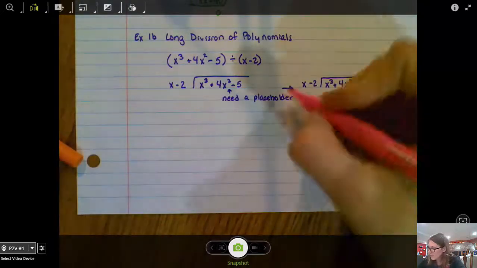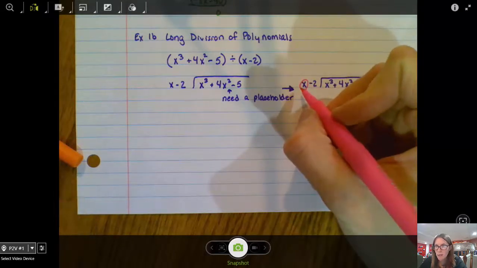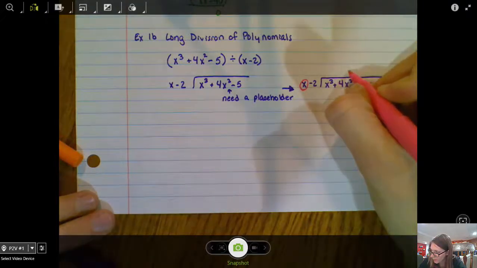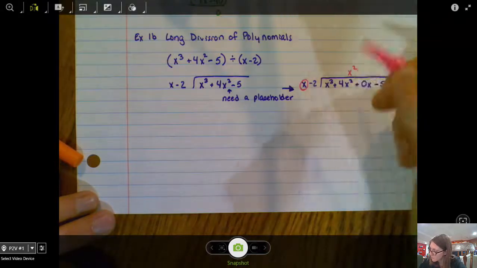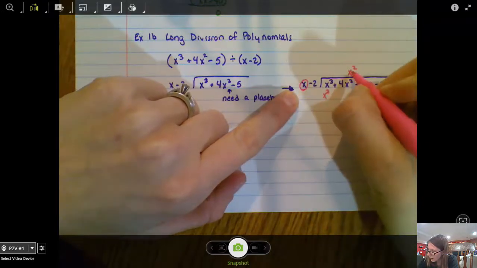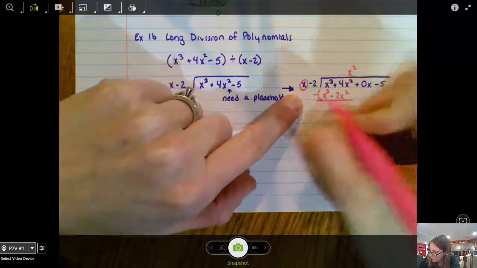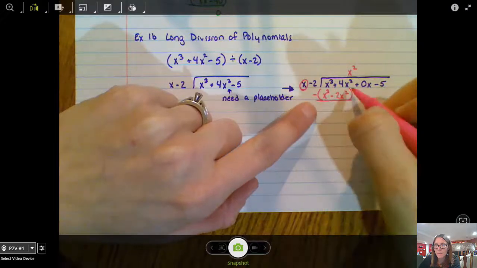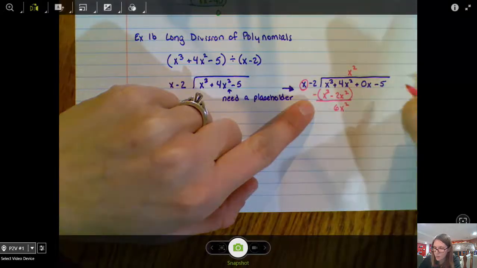But then like before, I really need to look at this x here. X times what gives me x to the third? Well, x times x squared. And since I have x squared, I'm going to write it so my x squareds line up. X squared times x is x to the third. X squared times negative 2 is negative 2x squared. And then we subtract straight down. X to the third minus x to the third, those cancel. 4x squared minus negative 2x squared is a positive 6x squared.